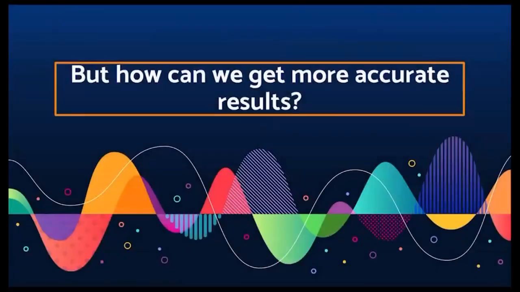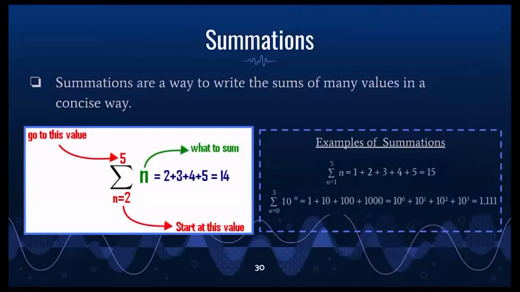But how do we get more accurate results? We use something called summations, and that is just a way to write the sums of many values in a concise way. Summations are denoted by the Greek symbol sigma. Under sigma, we have n equals 2. It doesn't always have to start at 2, but that's just the starting value. And then that is what you go to above the sigma symbol. It doesn't have to go to 5 all the time. You can go as high as you want or as low as you want. And n is just the index variable, and it is the expression for each term in the sum. And that is what it looks like after you carry out a summation.